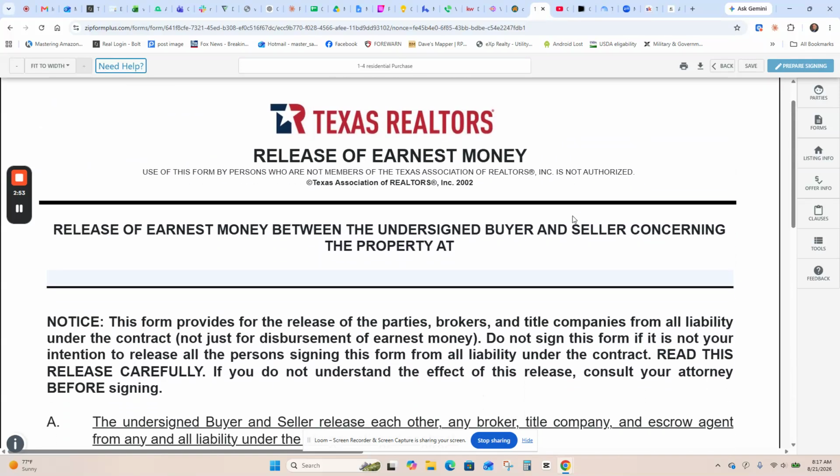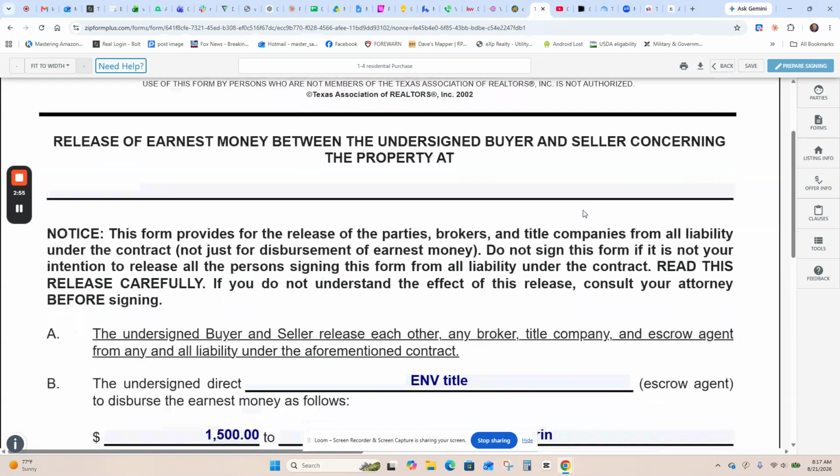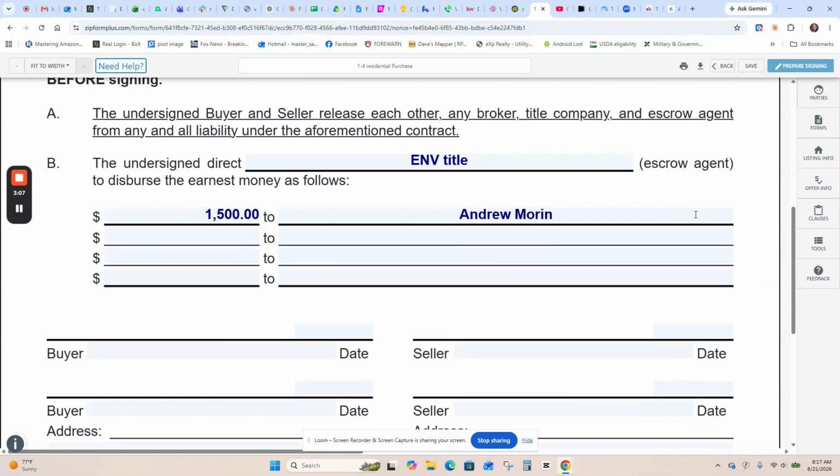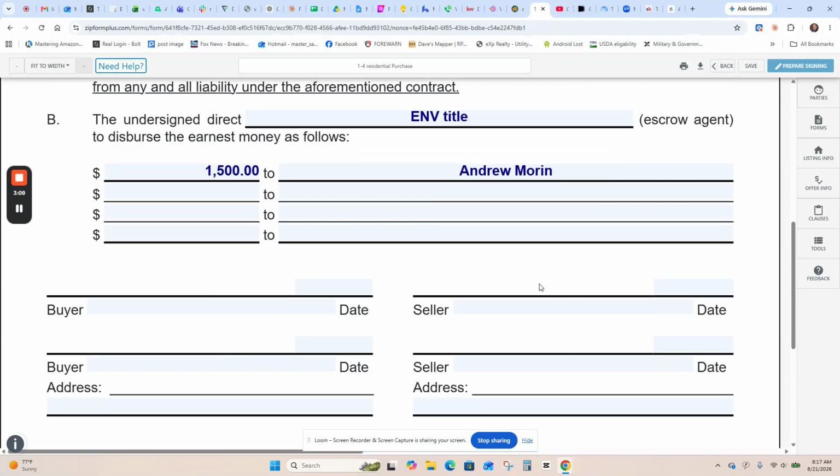Even though it's short and quick to fill out, this is a form that says, okay, once you sign this, you're done. You're walking away from that contract. The seller's like, I understand. The buyer walked away. I can't do anything about it. Time to get a new one. So when you sign it and it's good, it goes to title, they release the earnest money.